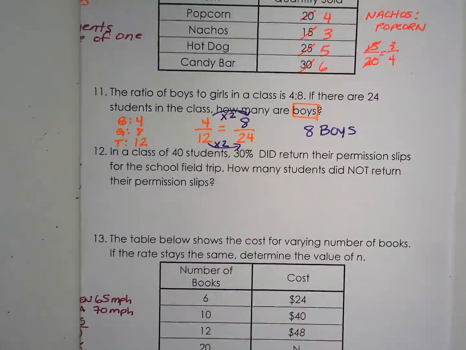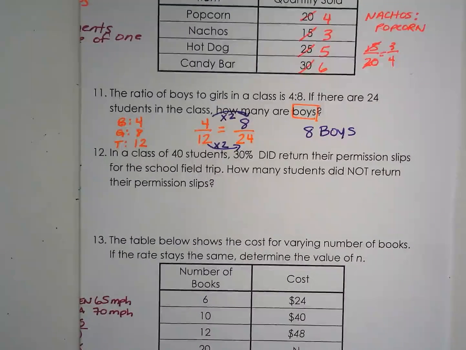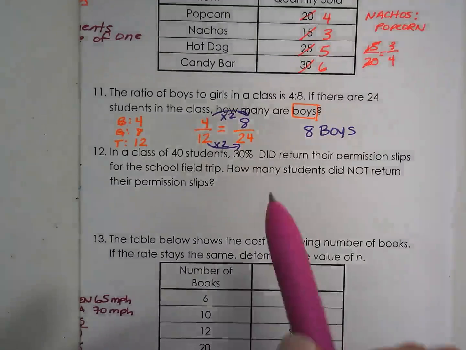All right, the next question is a percentage problem. It says that in a class of 40 students, that's our total number of students, 30% of them did return their permission slips for the school field trip. We want to know how many students did not return their permission slips. We can do this a bunch of different ways, but I would recommend this way.